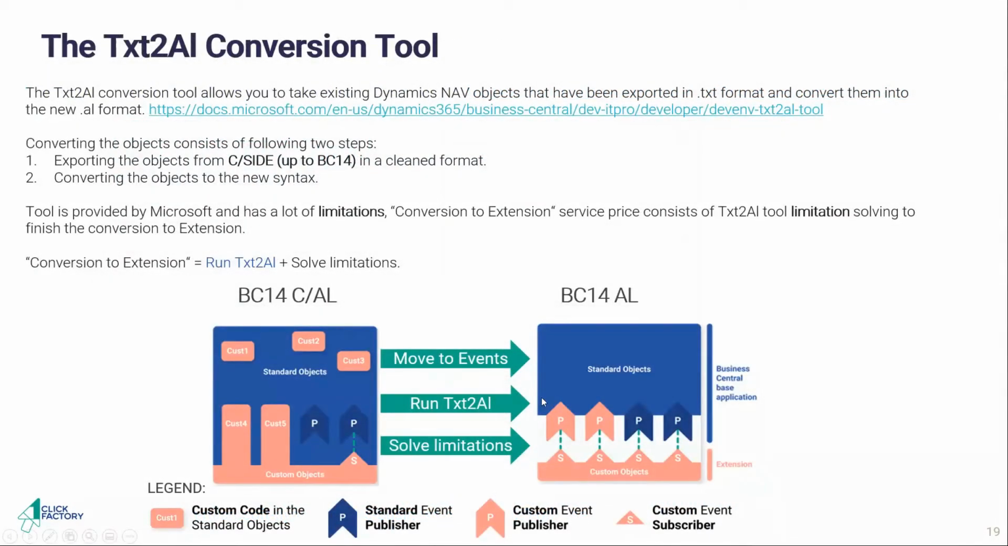And about the Microsoft text-to-AL conversion tool, I want only to mention that it works only from CL version. So the recommended steps are to move to events in Business Central 14 CL where possible, where a standard event exists. Then run the text-to-AL tool, which converts CL objects to AL objects, and solve limitations, which the tool doesn't do. The text-to-AL tool limitations are mainly everything related to modifications in code. Page behavior is almost covered with this tool, but if you have any modification, any code change, the text-to-AL tool is not doing it. That's why we recommend to start moving to events even before running this tool.